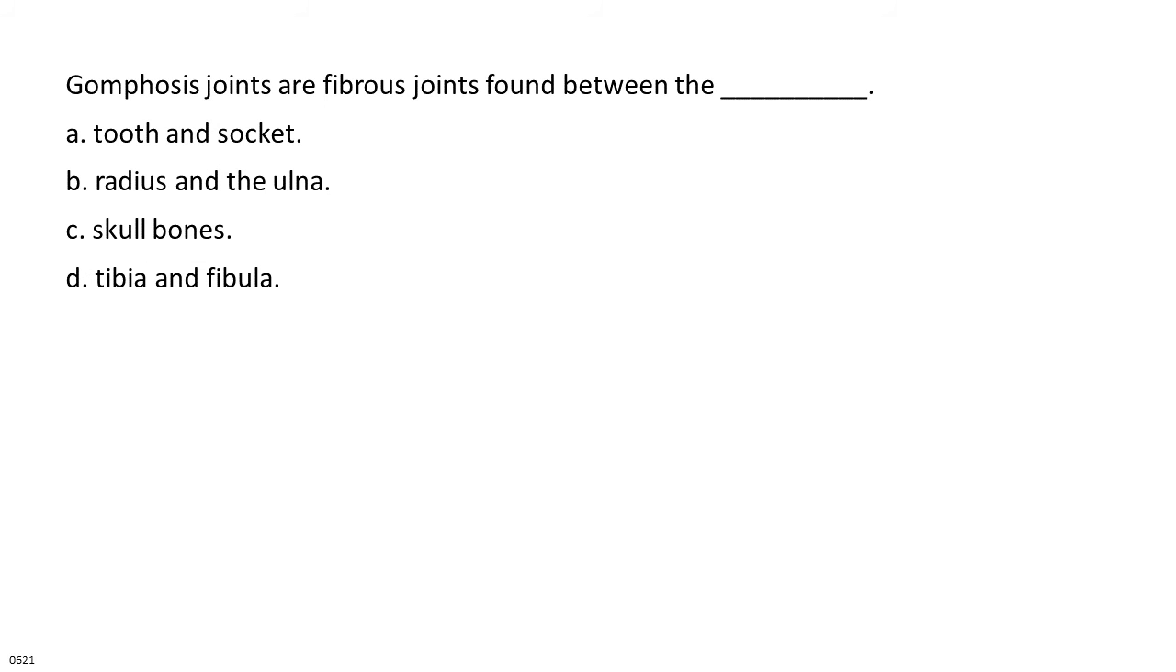Gomphosis joints are fibrous joints found between the dash. A. Tooth and socket. B. Radius and the ulna. C. Skull bones. D. Tibia and fibula.